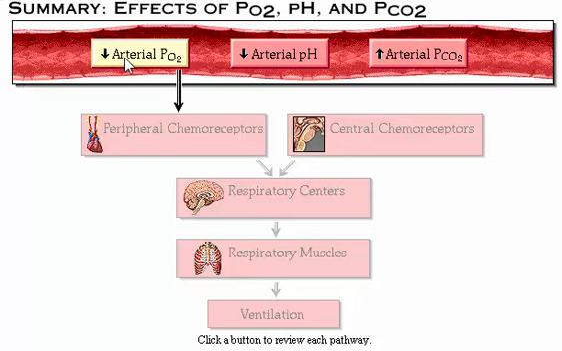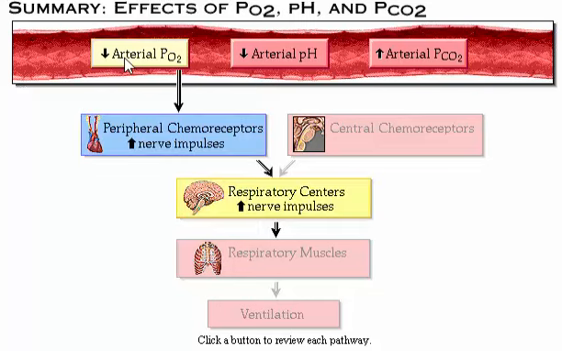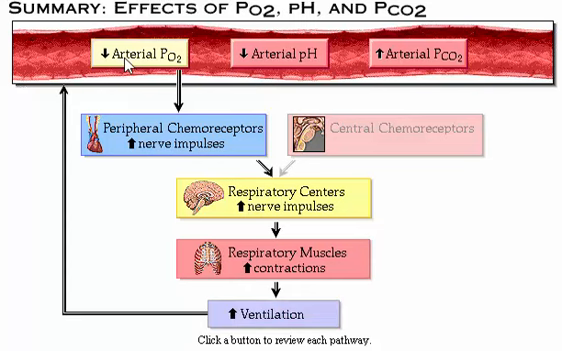When the PO2 drops below 60 millimeters of mercury, the peripheral chemoreceptors send nerve impulses to the respiratory centers. The respiratory centers send nerve impulses to the respiratory muscles, increasing ventilation. More oxygen is inhaled, returning the PO2 to normal levels.